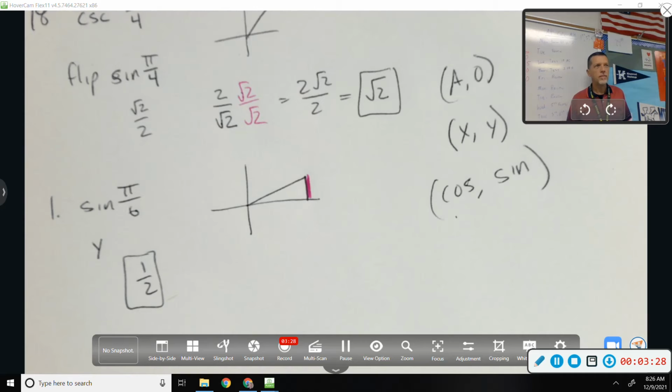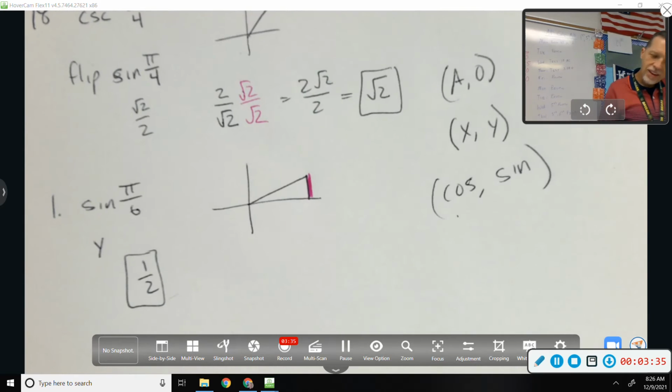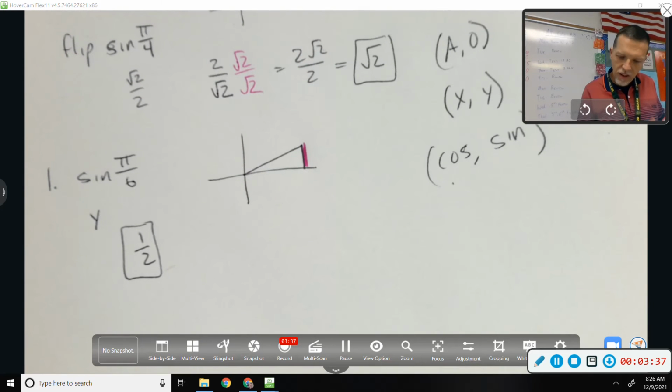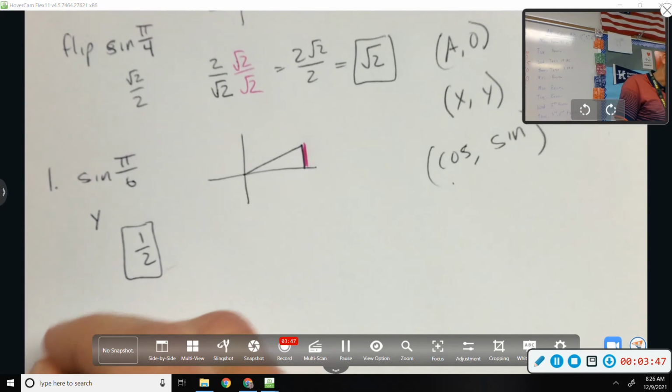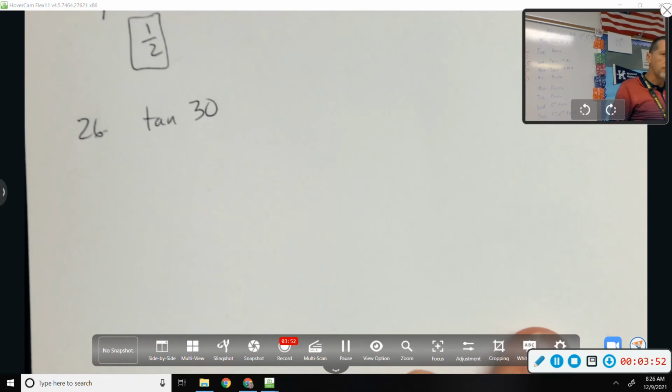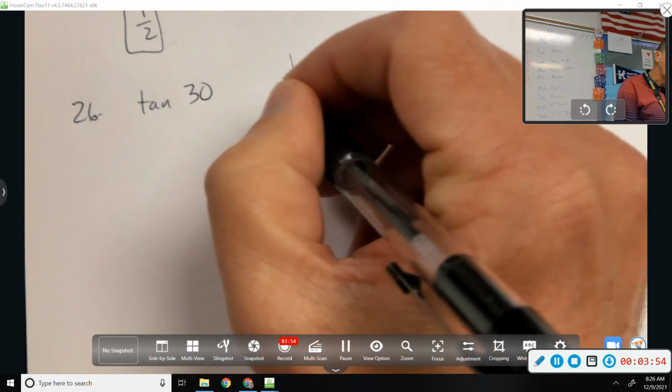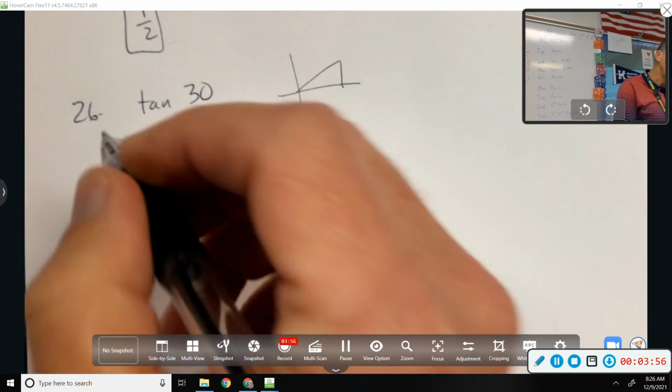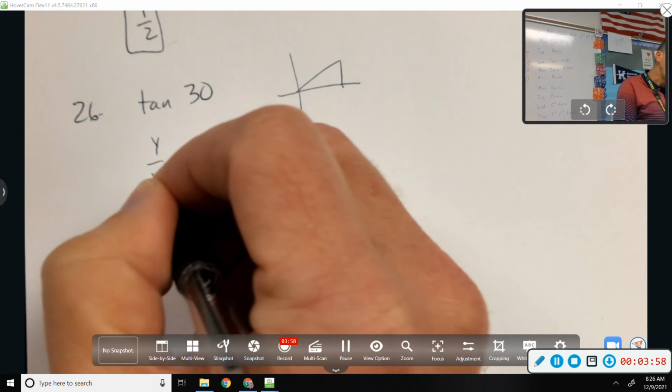Okay. Do we need to do a tangent problem? Yes, please. Okay. Well, I heard somebody say y over x. So tangent of, let's not do tangent of 45 because that's an easy one. Let's do tangent of not 45. Tangent of 30, like number 26. So 30 degrees, shallow angle. Tangent is y over x.